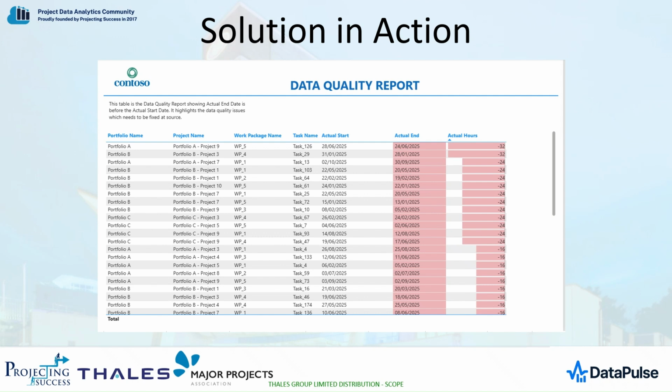Finally, we have the data quality report. This shows where the actual end date is before the actual start date. This highlights data quality issues which should be fixed by the project controller to ensure schedule adherence.